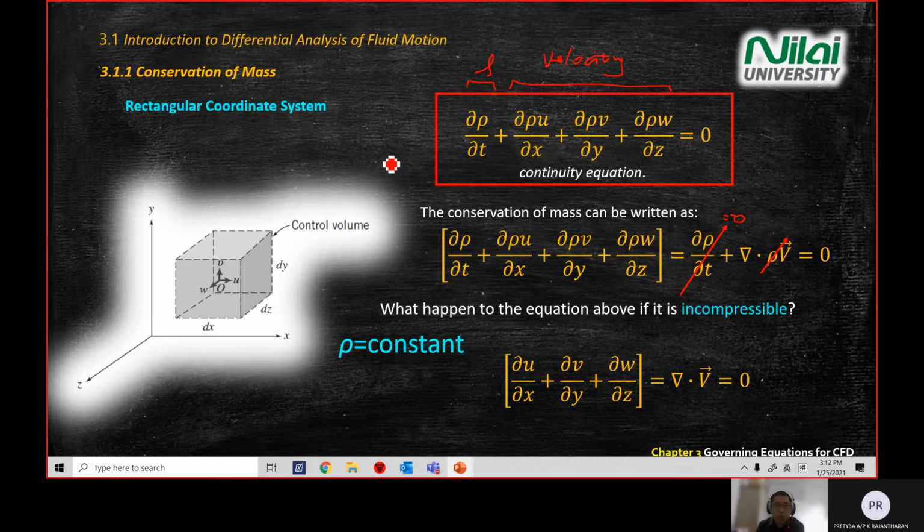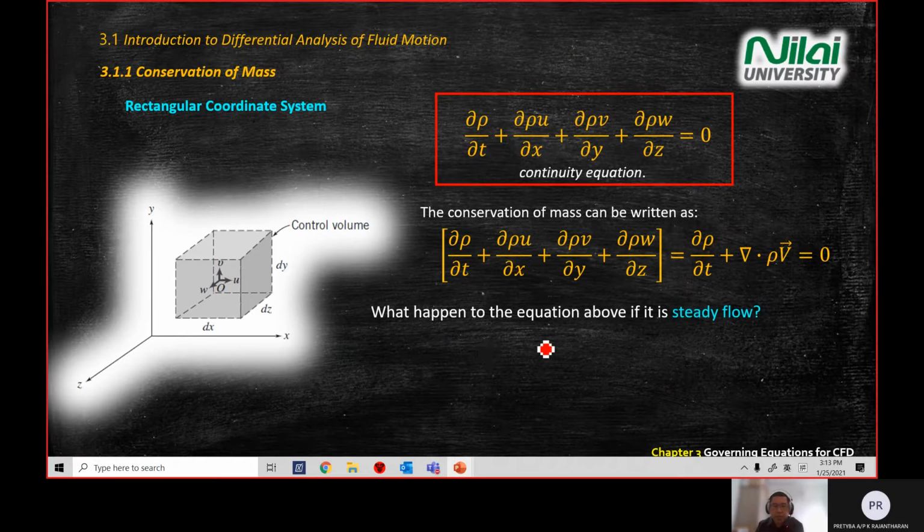So when you do your simulation later on in ANSYS and you choose the incompressible condition, inside the formula it automatically takes out del rho over del t equals 0. So the remaining calculation time will be very fast. You take out the changes of rho with respect to time, and you only compute the changes of velocity inside the control volume. Okay.